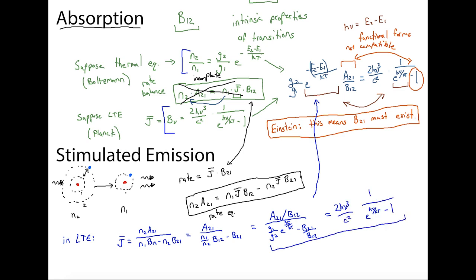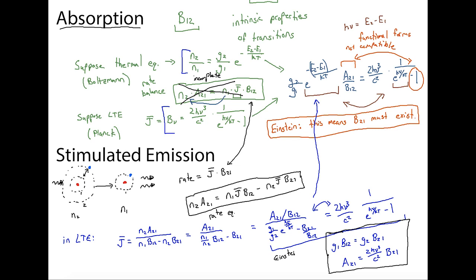And now here we finally have something that has the correct functional form. And this can be solved for intrinsic properties A21, B12, and B21 with the following equations. If G1 times B12 is equal to G2 times B21, and if A21 is equal to 2h nu cubed over c squared times B21, then these equations will be perfectly equal in local thermodynamic equilibrium. So let me box that up here.